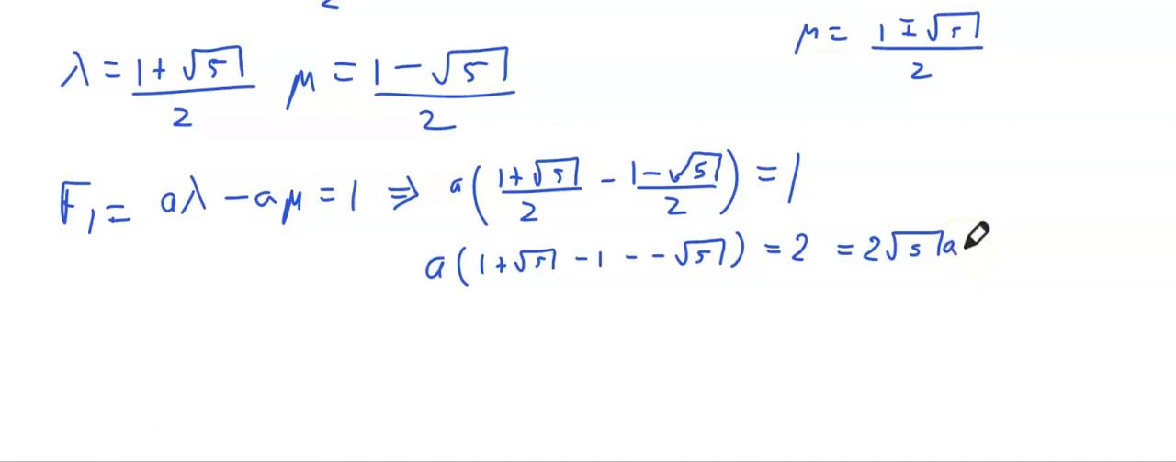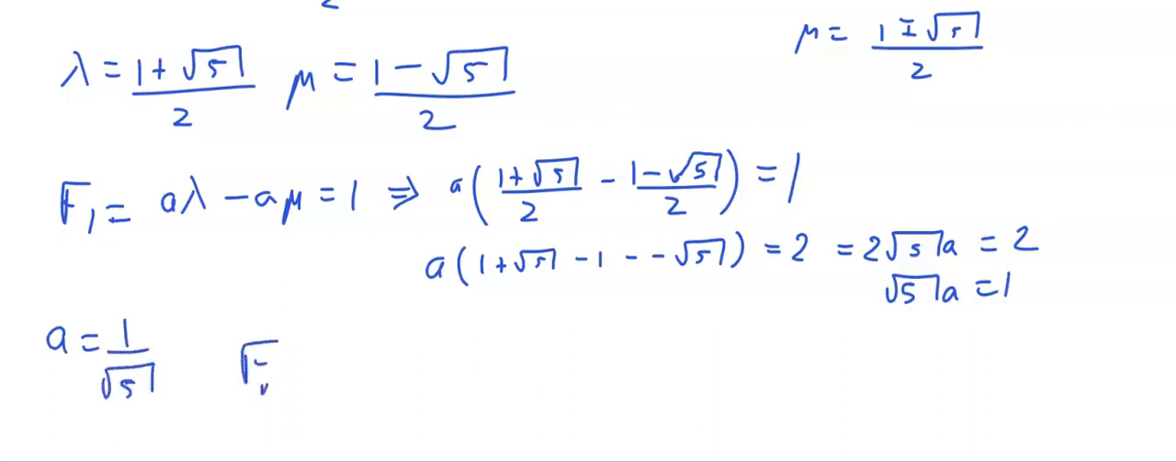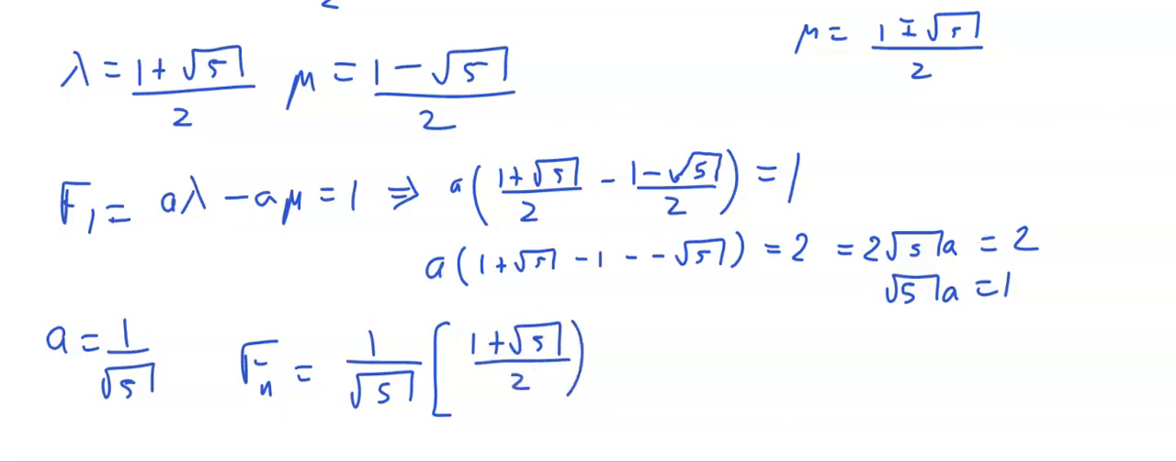So that 2 root 5a equals 2. So that root 5a equals 1. And so a equals 1 upon root 5. And we now have a formula for the nth Fibonacci number, which is 1 upon root 5 times ((1 plus root 5) over 2) to the power of n minus ((1 minus root 5) over 2) to the power of n.